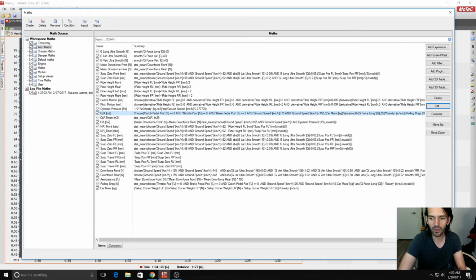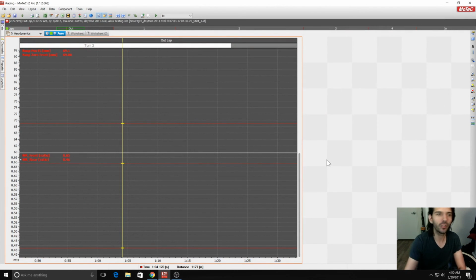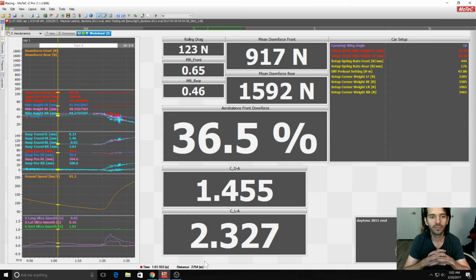So let's see what this looks like. Let's go ahead and I'm going to do another run real quick. I'm going to change the wing angle and we'll see if we can do a comparison and see what that does. Okay, so we're now back from my run and we'll see what the results come in as.